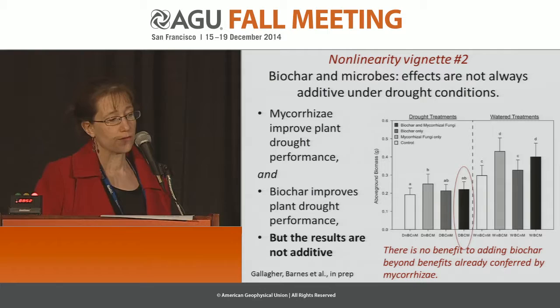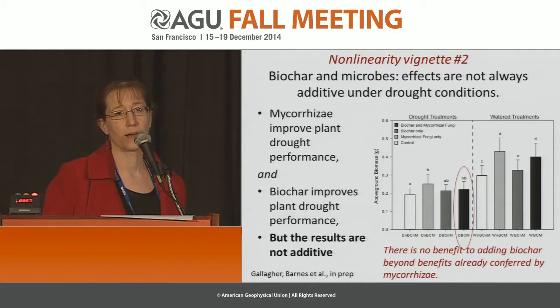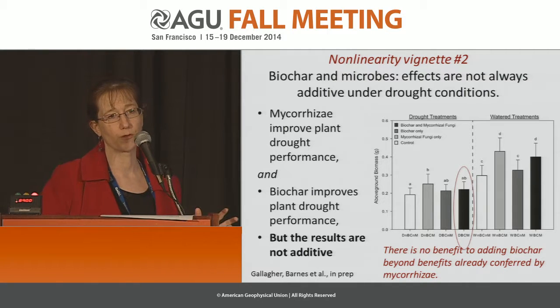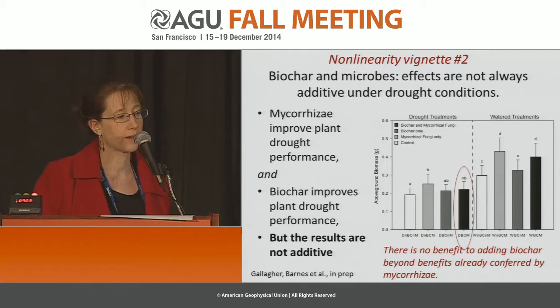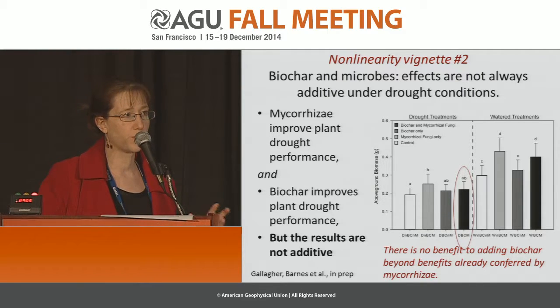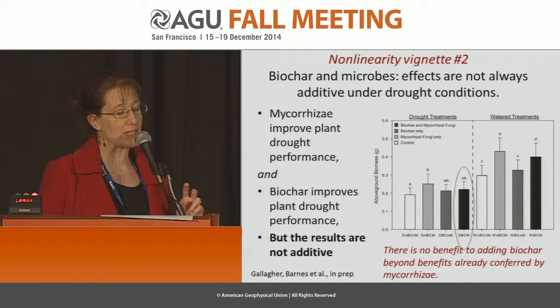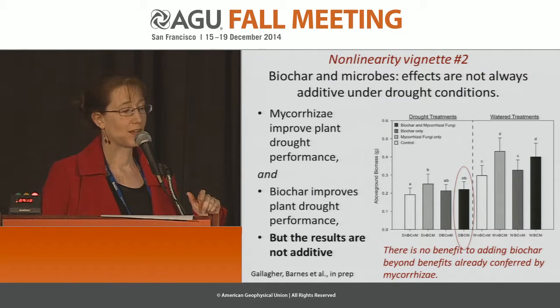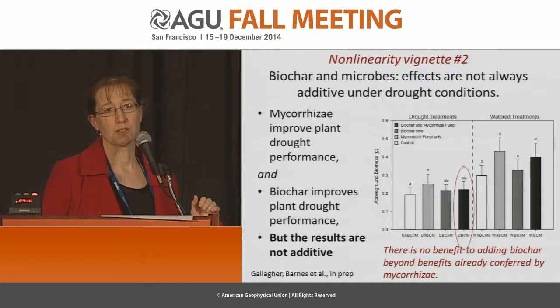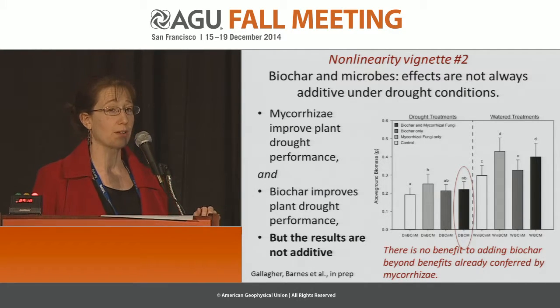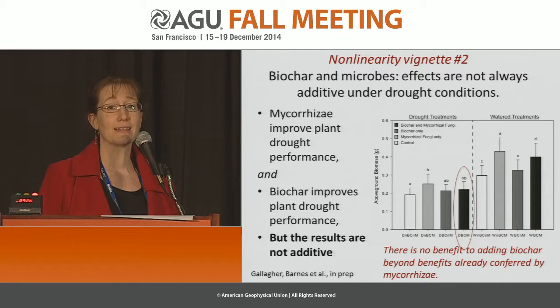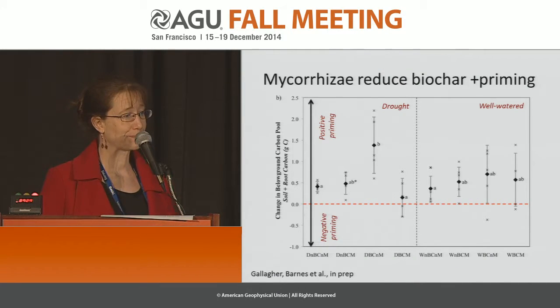So first of all, the first result that we saw in drought performance, and this is again a sorghum plants grown for about 4 weeks at about 18 tons per hectare of 450 mesquite biochar, we don't see this additive benefit. In fact, we don't even see any benefit from biochar in terms of drought. We do see a benefit for mycorrhizae in terms of drought, but not for biochar, and no additive benefit for the two of them. We did, however, see other effects in the system.